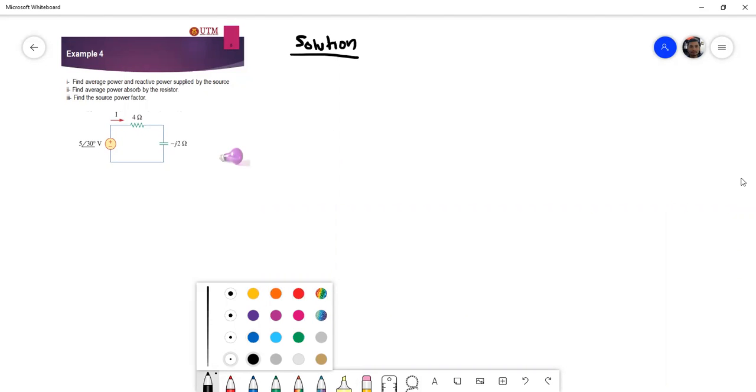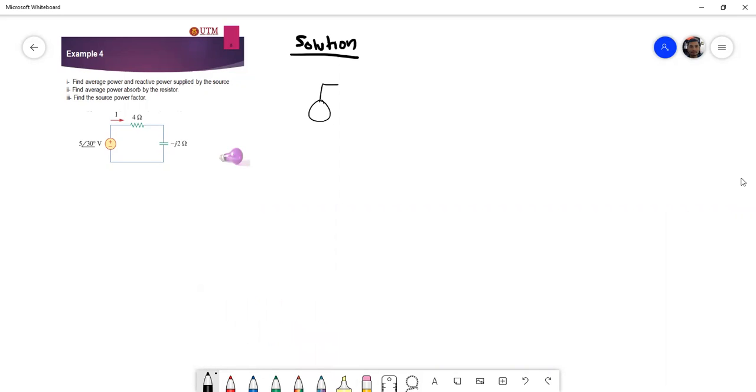For the solution, please understand that if the value is not given as an RMS, we treat this value of the voltage as Vm, unless it is stated to be an RMS value. So this is 5 volt, which is your Vm, V maximum. What you need to do is find the total current of the circuit.